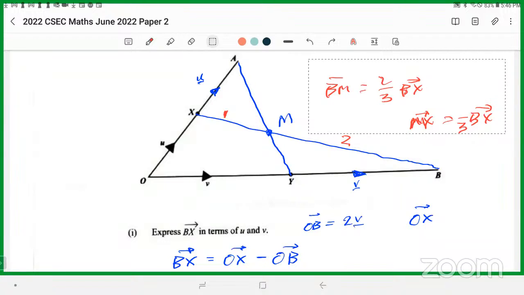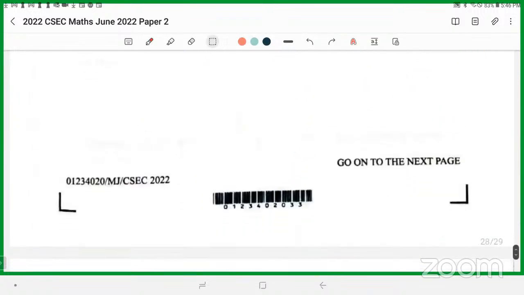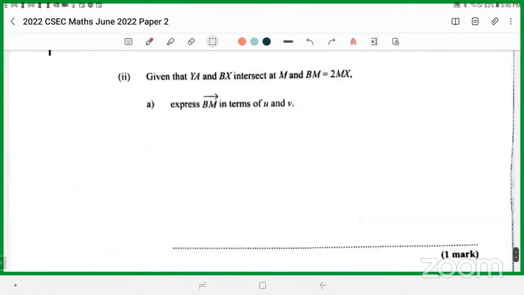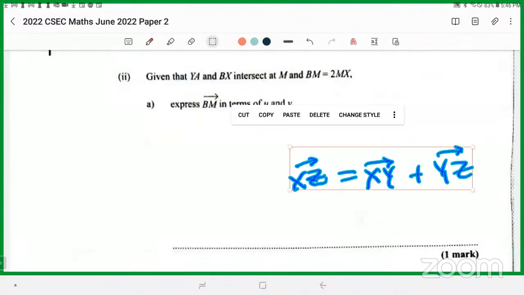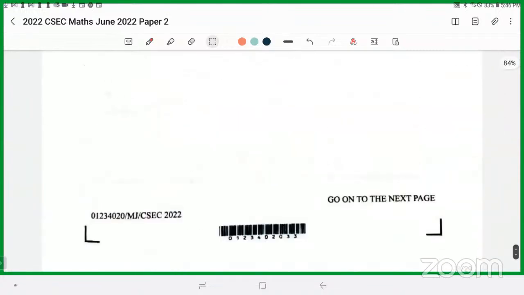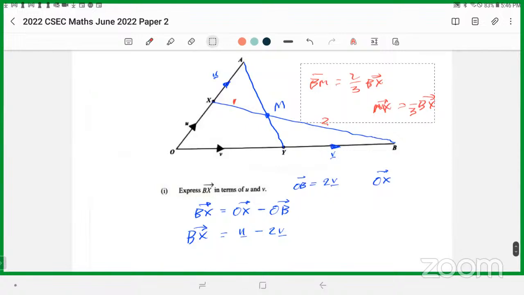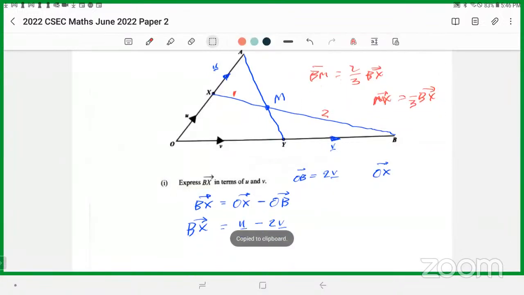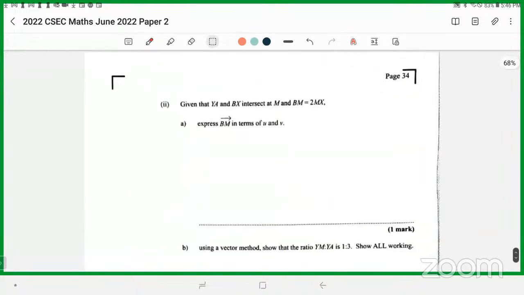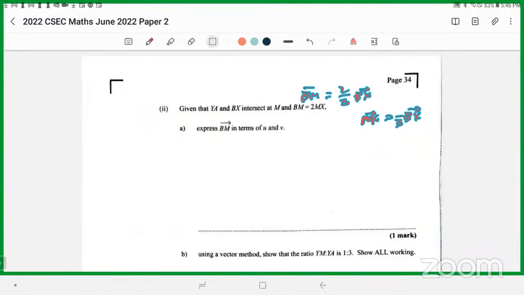Copy this down. We're going to need it down here. Let's put it here.